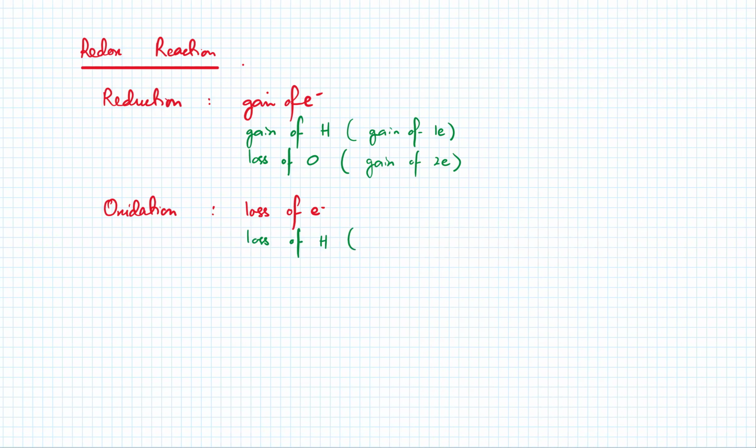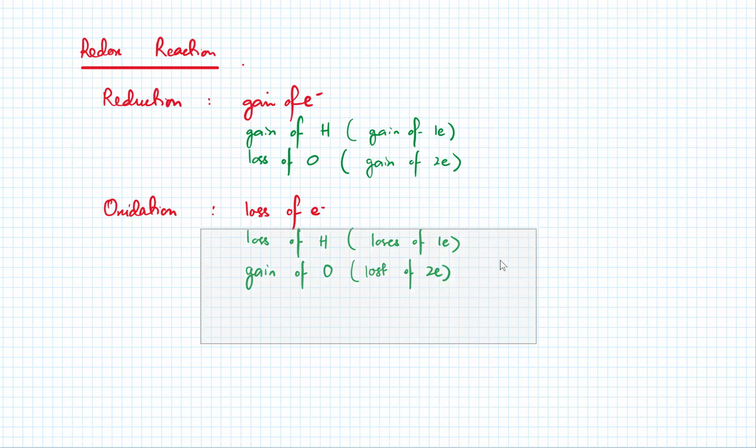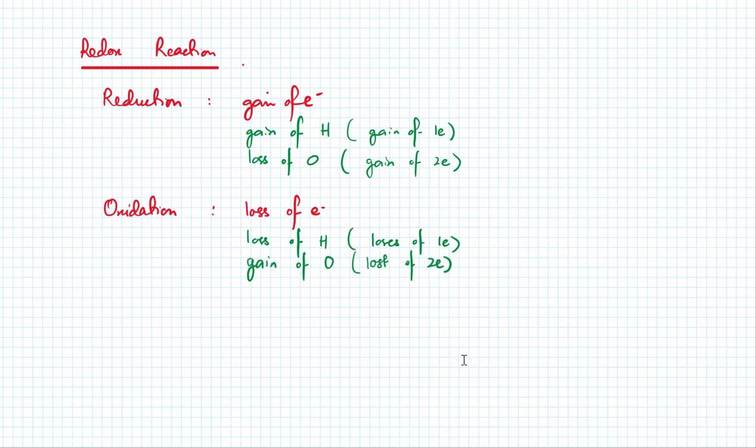So when something loses H, it loses basically one electron. And when something gains an oxygen atom, remember, not an ion, an atom, that means it has lost 2 electrons. So anyways, you're already familiar with this. You're probably not going to be familiar with why it means a loss of electrons or a gain of electrons, but we're going to talk about it later on.